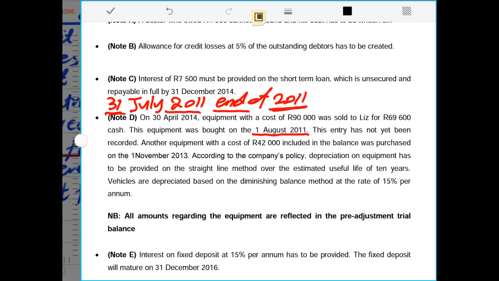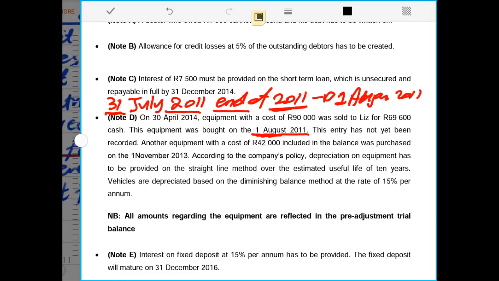So now any transaction that occurred after this date was for the 2012 accounting period. Hence we are seeing here that this asset was bought on the 1st of August in the year 2011. So the 1st of August was the beginning of the 2012 accounting period. It means this equipment was bought at the beginning of 2012.